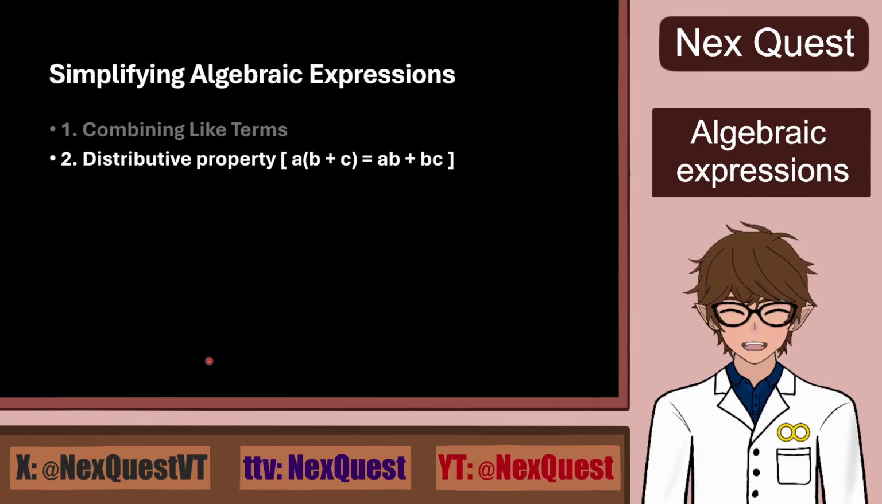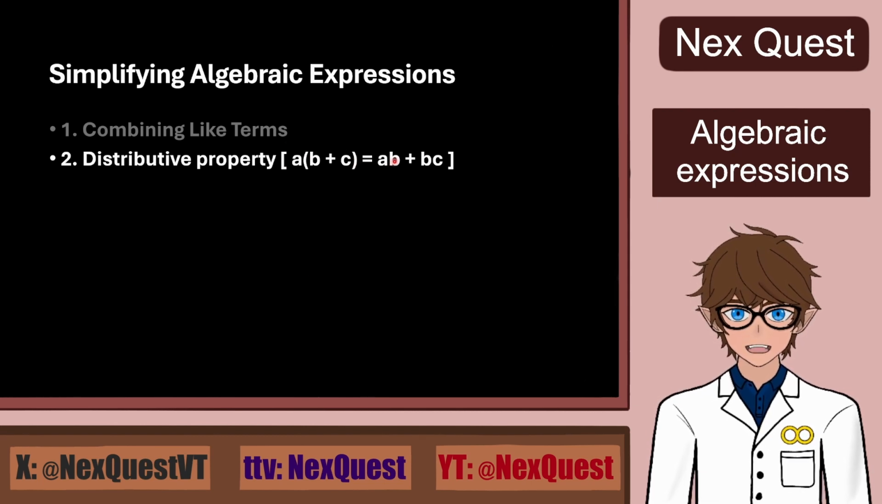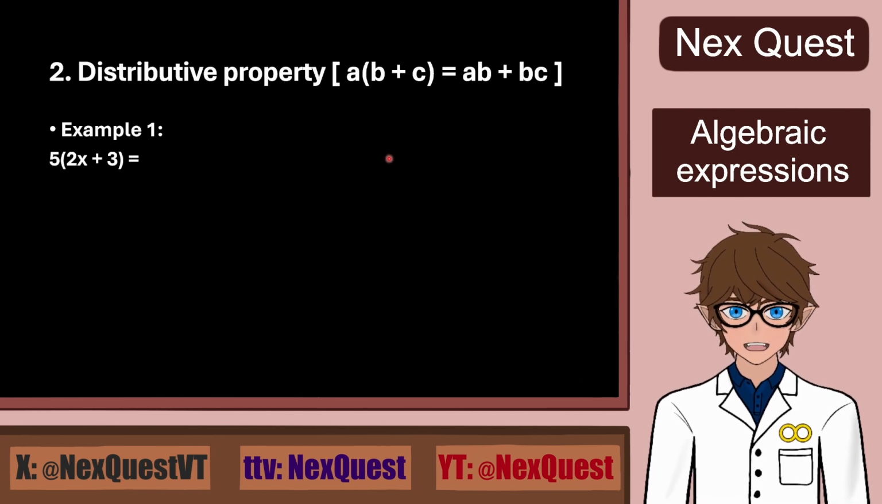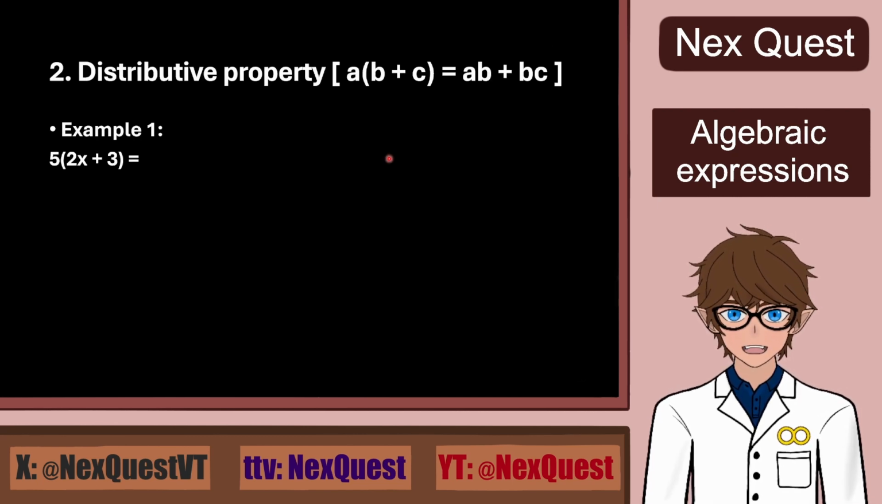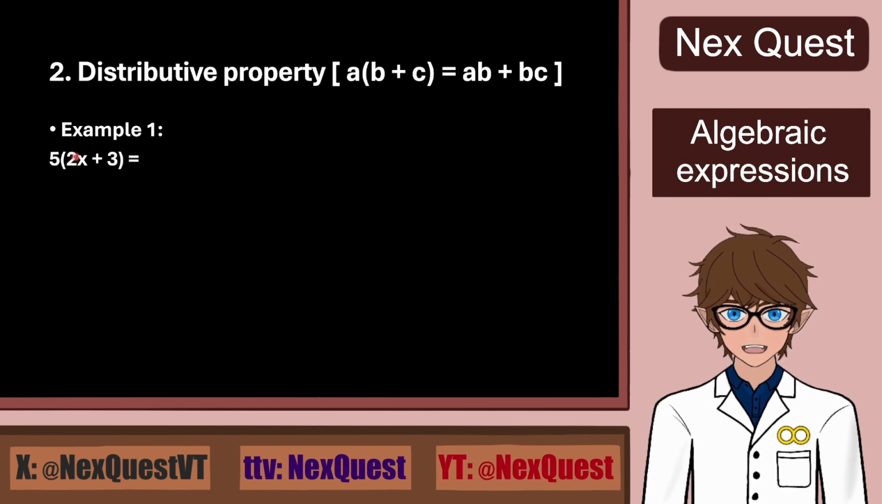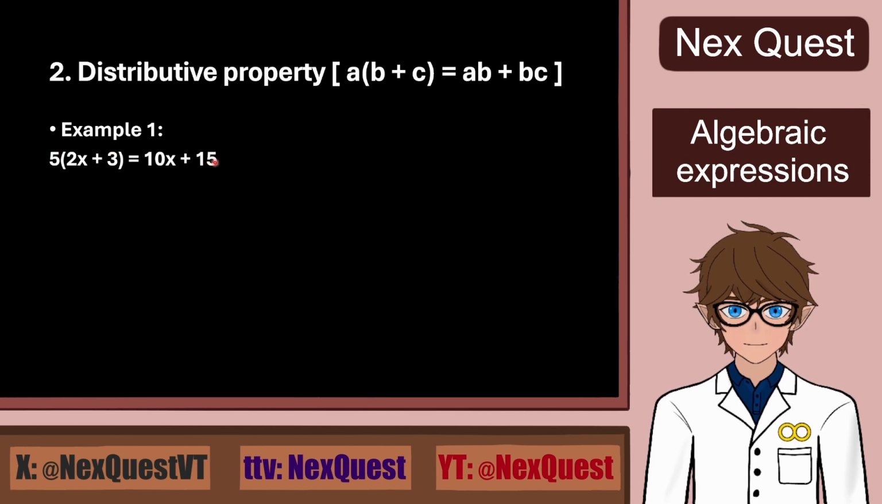So now we return to the distributive property. I won't let you forget this one. If you multiply anything by something in the brackets, you get the spread out formula of that. For example 1, 5 times bracket 2x plus 3 equals, we multiply 5 with 2x, we get 10x, and we multiply 5 with 3 and we get 15. Simple.